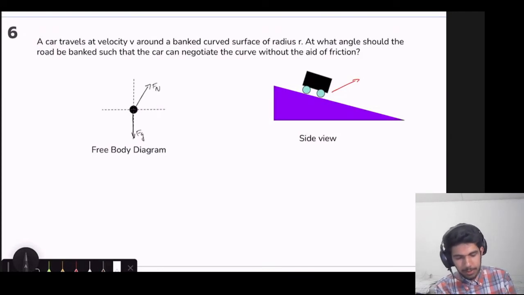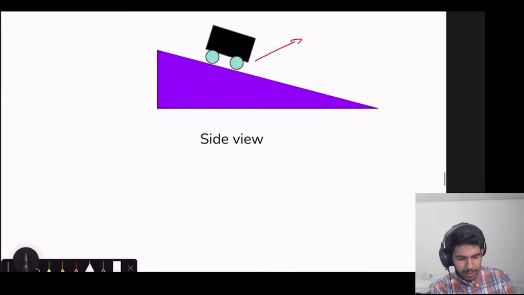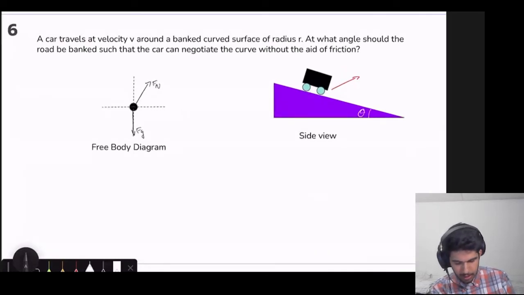There's no friction, because without the aid of friction, there's no tension, because there's no strings or anything like that. So that's the free body diagram. And really, we're curious about the angle that they should be banked at. So we want this angle theta. Where can we find theta in our free body diagram?